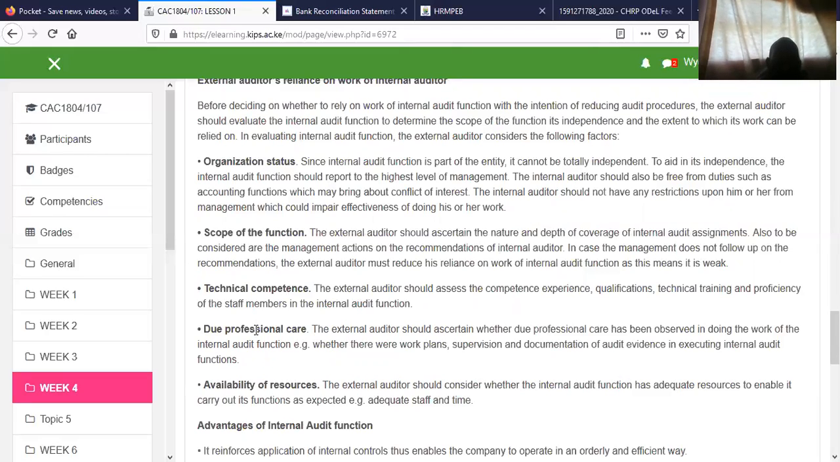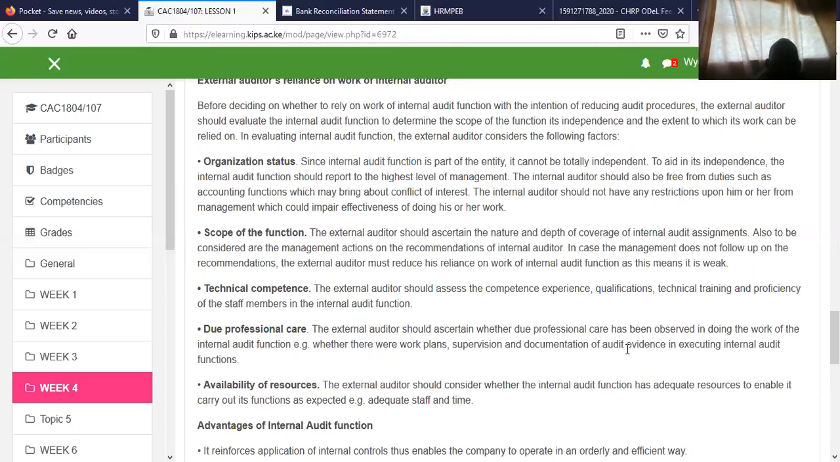Number 4 is due professional care. The external auditor should confirm whether the internal auditor, when doing the internal auditing, did actually comply with due professional care, whether there were work plans, there was supervision, documentation of audit evidence, and all that, meaning that the internal auditor should actually conduct his or her work in a way that is stipulated by the auditing profession.